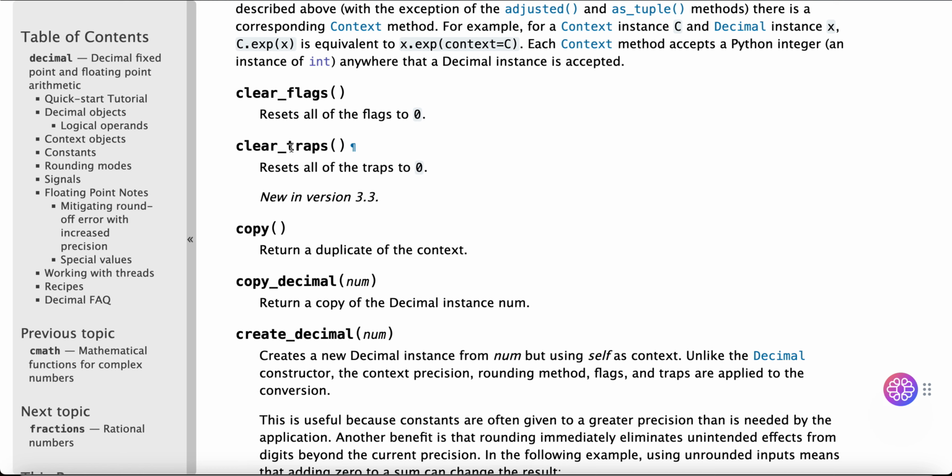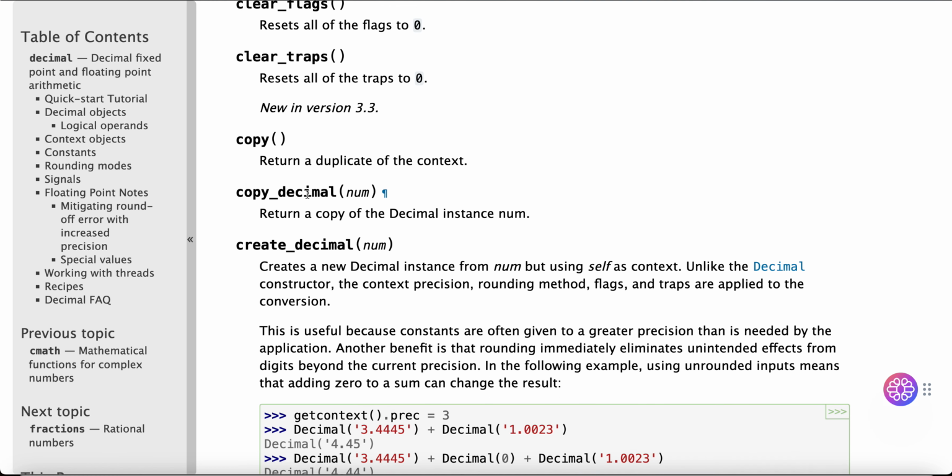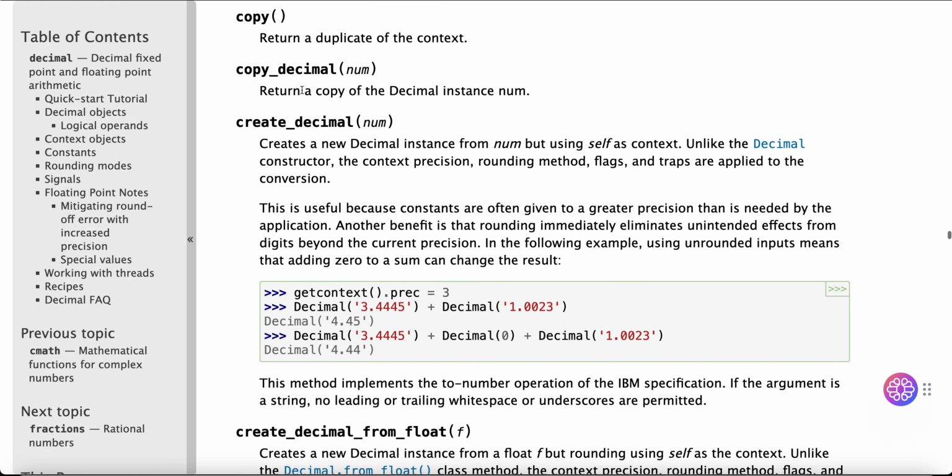clear_flags, clear_traps, copy_decimal: return a copy of the Decimal instance. create_decimal creates a new Decimal instance from num but using self as context. Unlike the Decimal constructor, the context precision, rounding method, flags, and traps are applied to the conversion. This is useful because constants are often given to a greater precision than is needed by the application. Another benefit is that rounding immediately eliminates unintended effects from digits beyond the current precision.